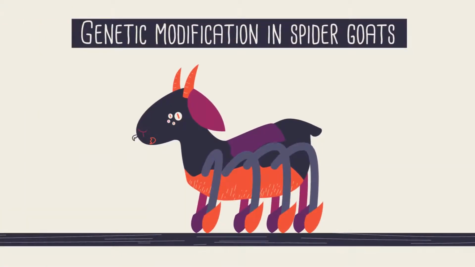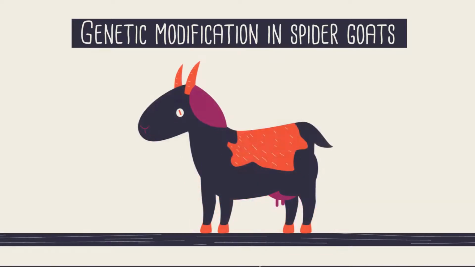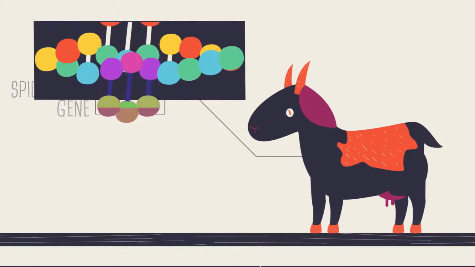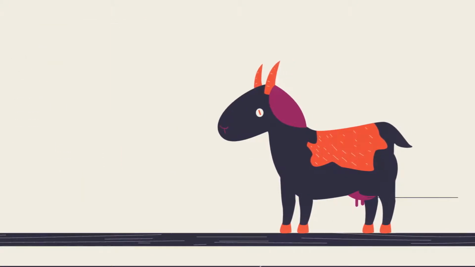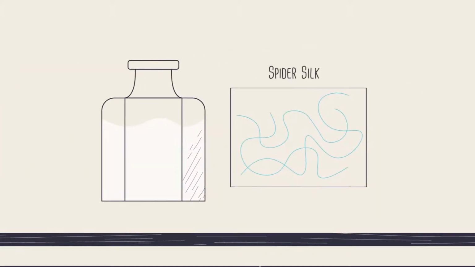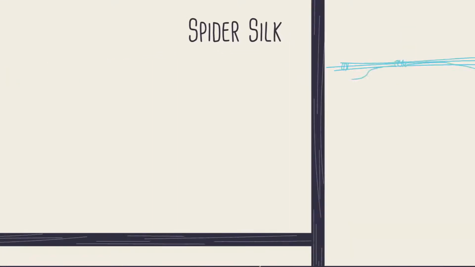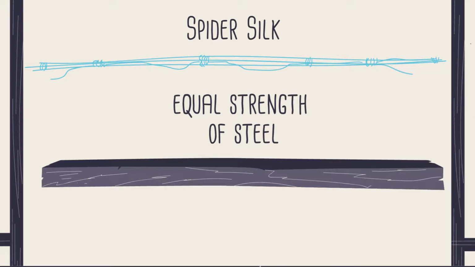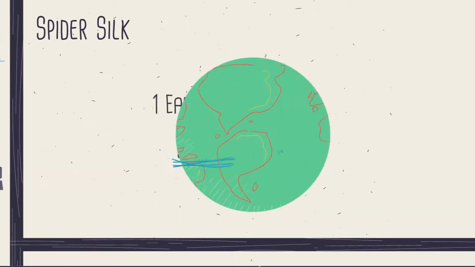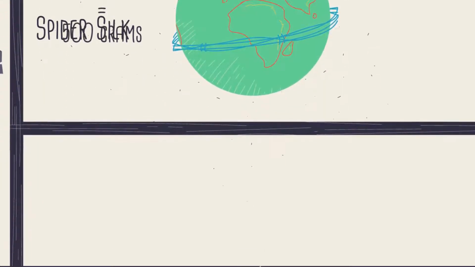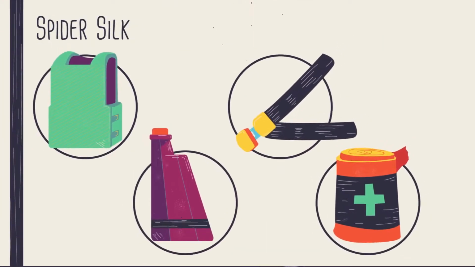Spider goats are also a great example of a genetically modified organism. They aren't as scary as they sound. They're goats that have had the spider silk gene inserted into their DNA, so when female goats lactate, produce breast milk, the milk contains spider silk. The spider silk is pretty incredible. It's as strong as steel, but so light that a strand long enough to circle the earth would weigh less than 500 grams. So there are thousands of uses for such a unique material.